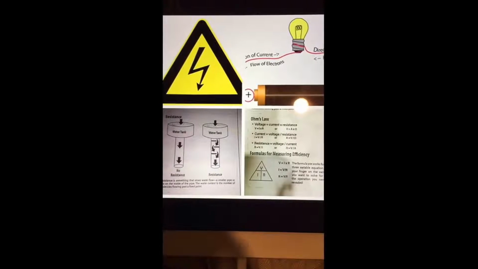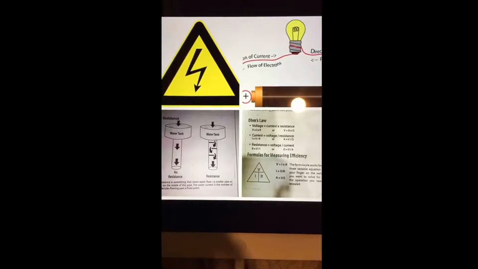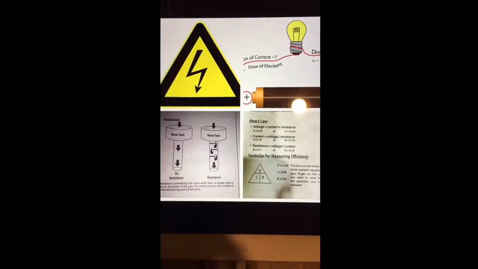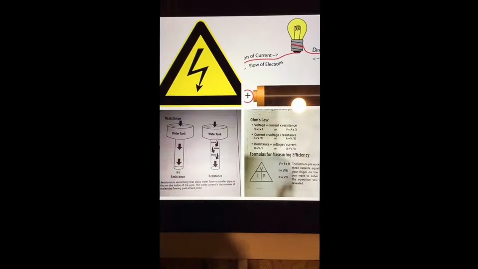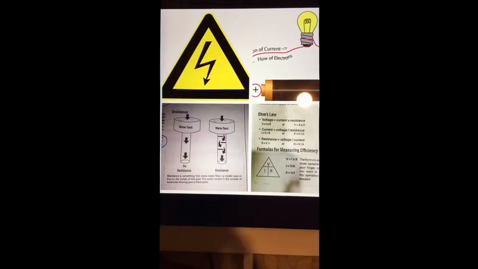Current is the number of electrons flowing past a fixed point in a certain amount of time. The way it works is it's measured by the rate electrons pass a given point in an electric circuit. A higher number of electrons means a higher level of current.